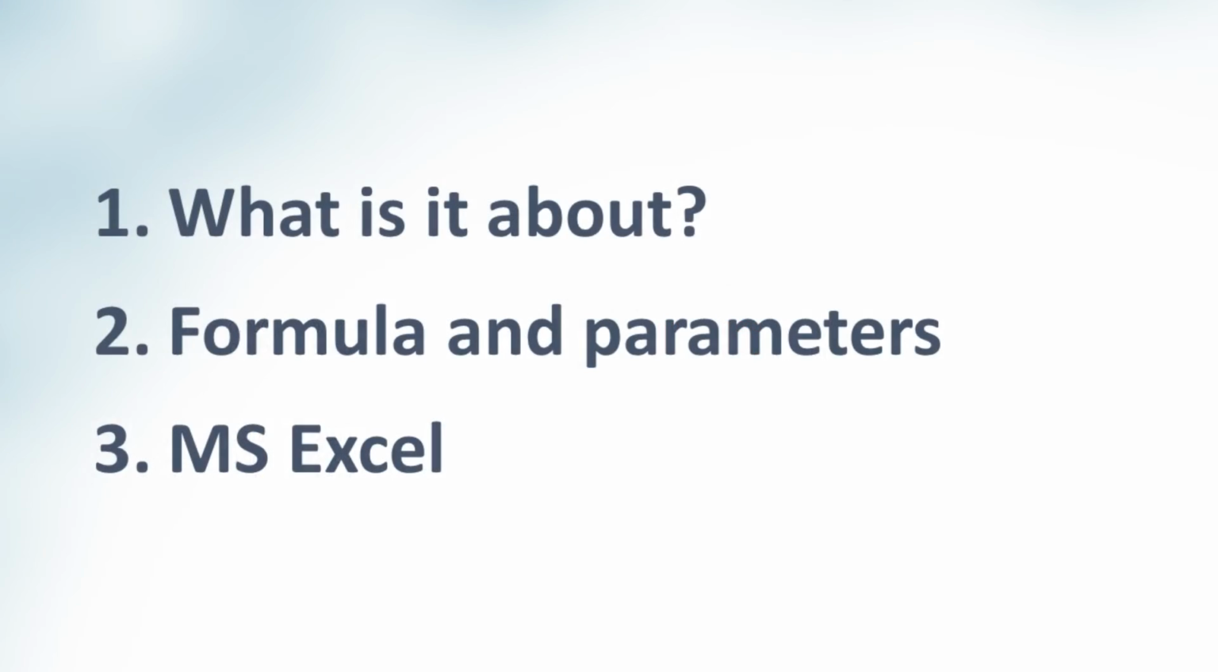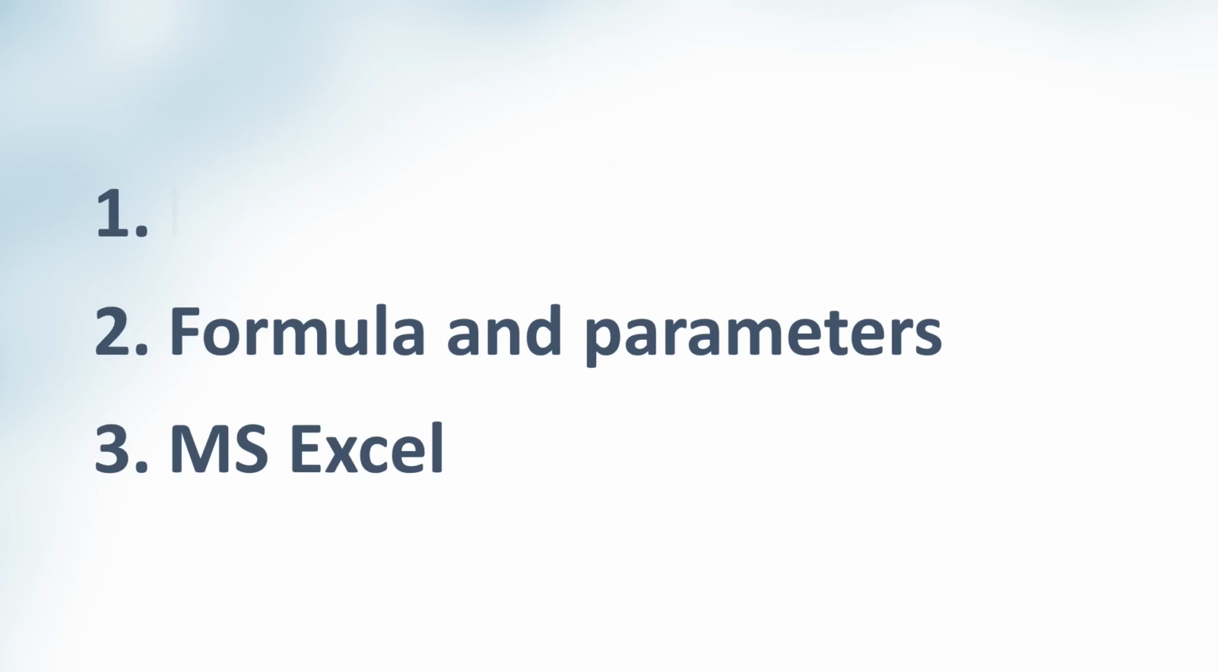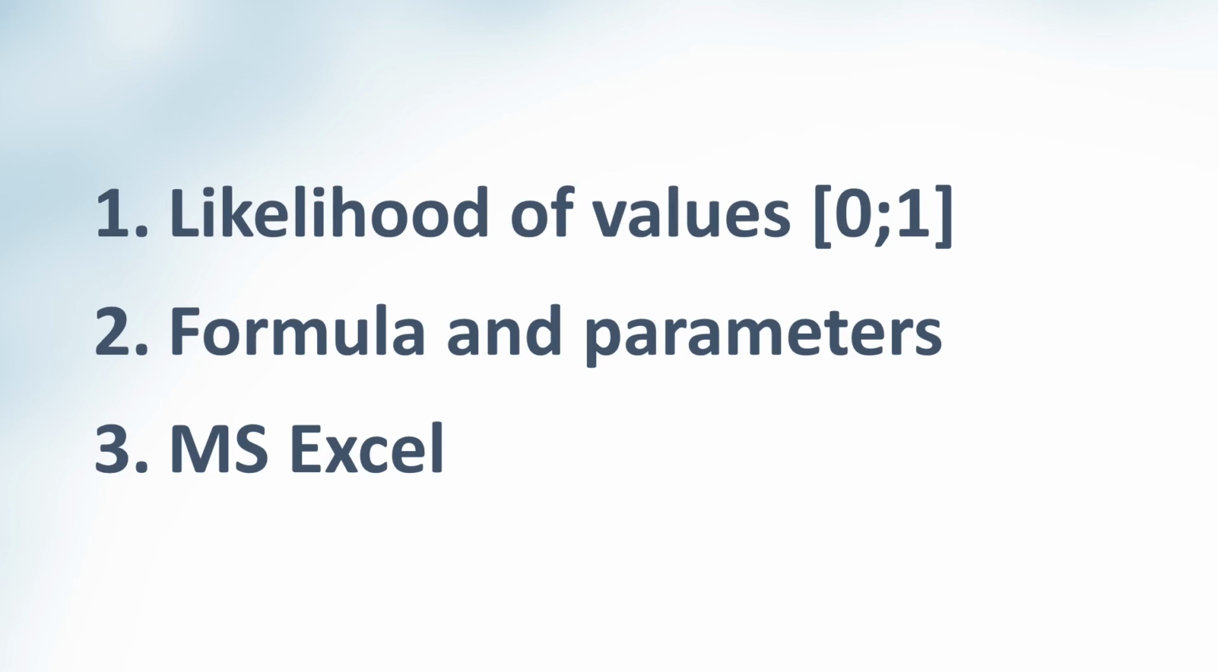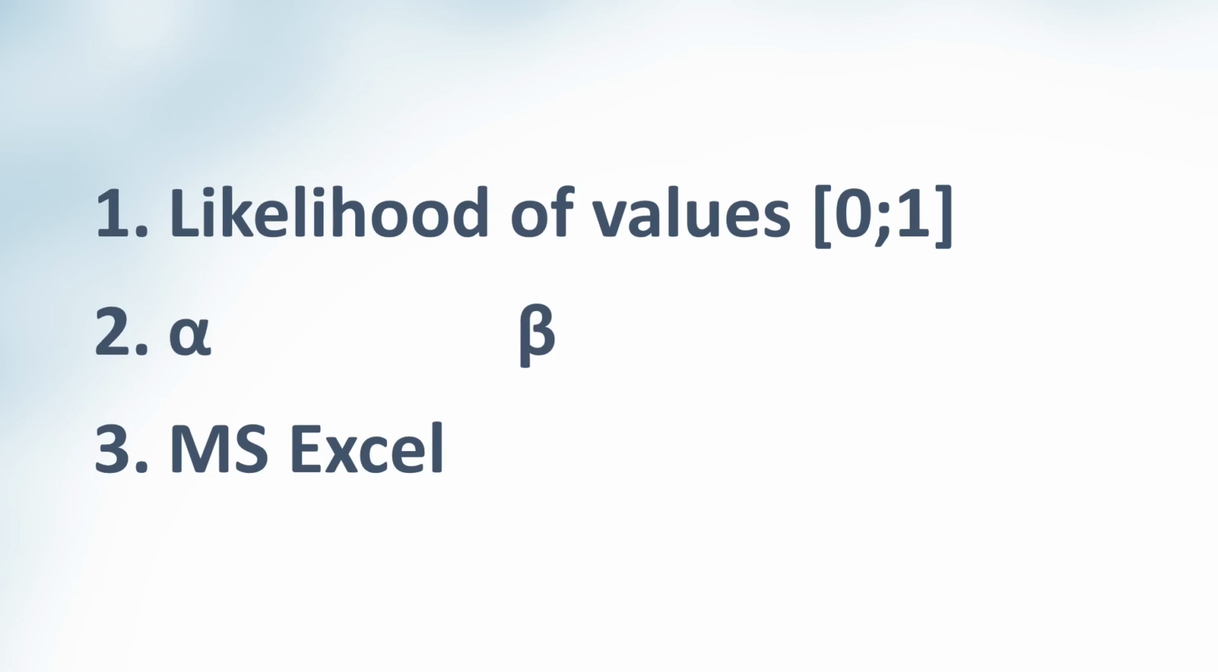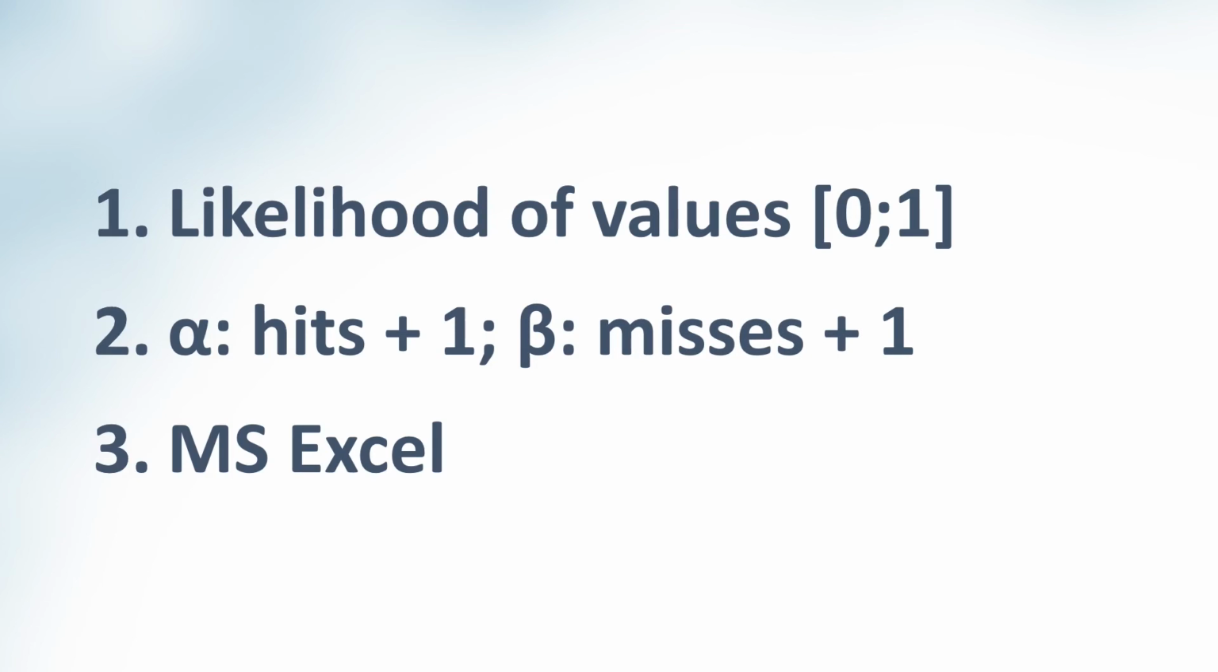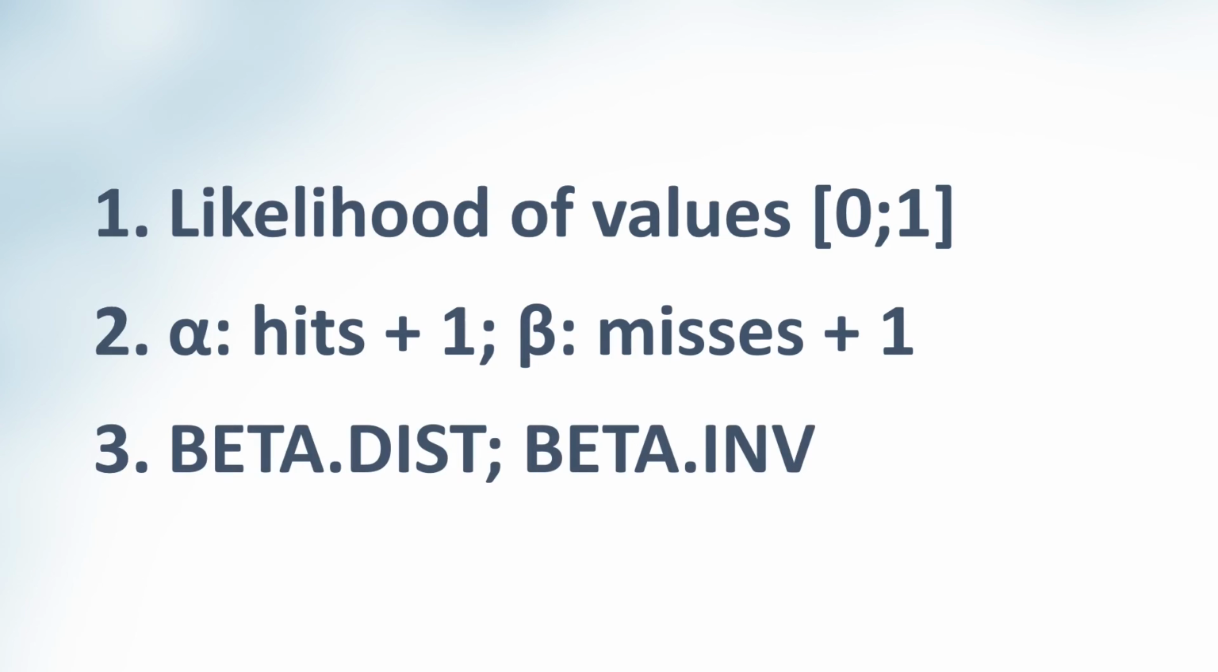To summarize, the beta distribution can be appropriate when you want to estimate the likelihood of values that are confined to the interval from 0 to 1, such as percentages or probabilities. To apply the formula, you need to determine the parameters alpha and beta. Based on empirical observations, a simple rule is alpha equals the number of hits plus 1, beta is the number of misses plus 1. In Microsoft Excel, you can use the functions BETA.DIST and BETA.INV in support of your calculations.